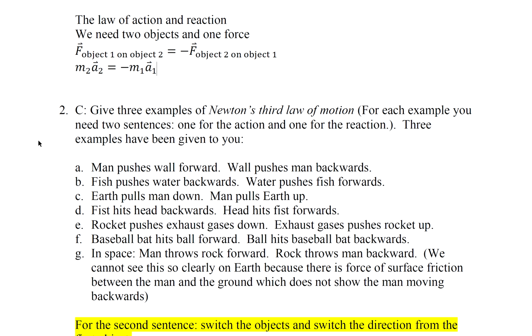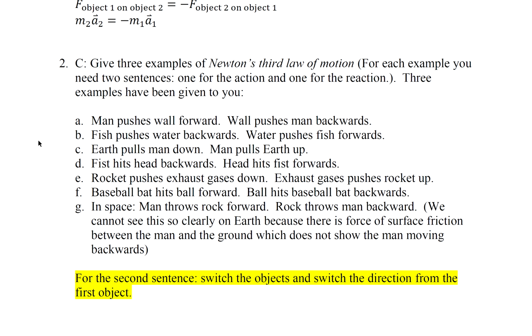So, man pushes wall forward, wall pushes man back. Do you agree if you push a wall forward, the wall is going to push you backwards? Part B. Fish pushes water backwards, water pushes fish forwards. Do you agree that the fish's tail or fin is pushing the water back, and therefore the water pushes the fish forward?